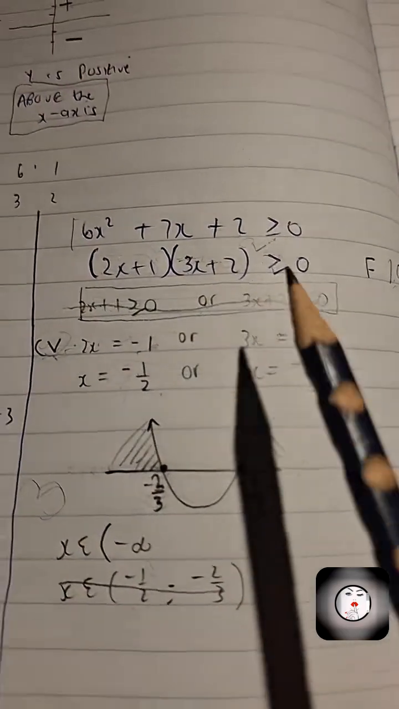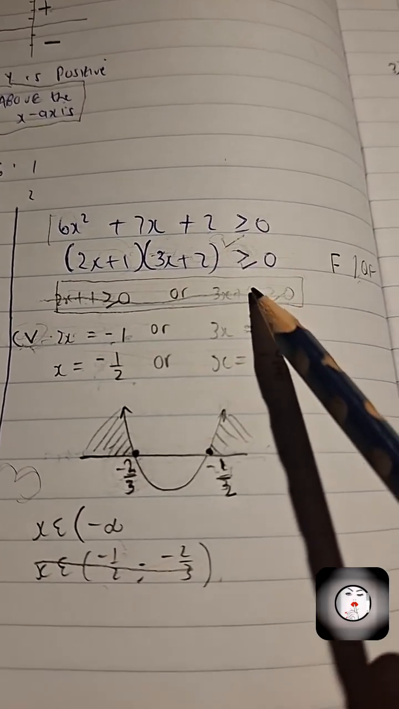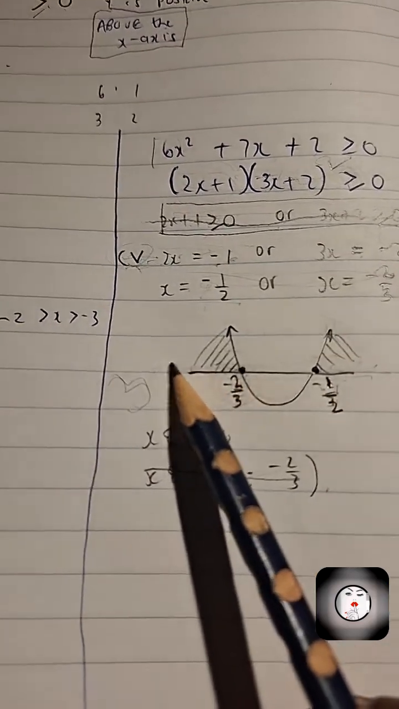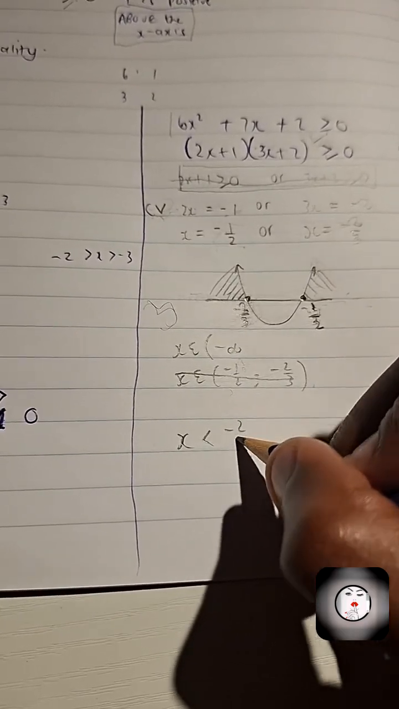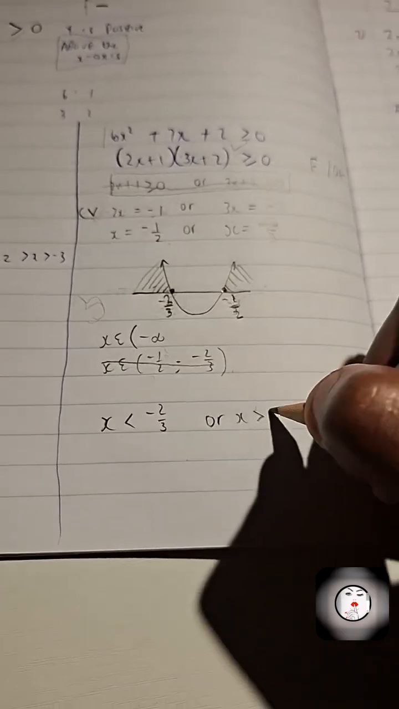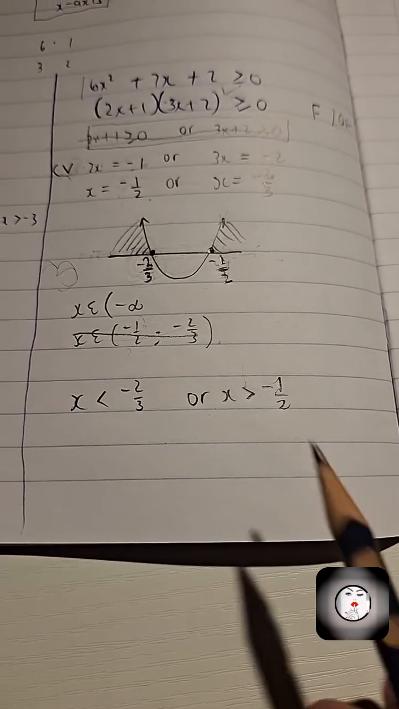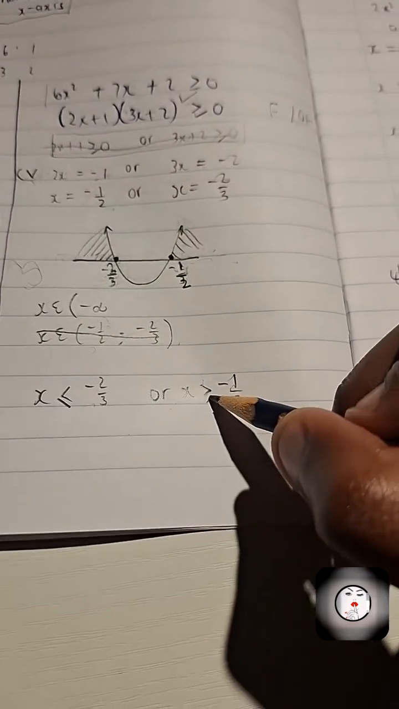So the values that you substitute here that will make the function be above the x-axis, or will make this greater than 0, are the values of x that are less than negative 2 over 3. So in other words, the x values that are less than negative 2 over 3 or the x values that are greater than negative half. All right. Okay, now I get you, sir. Yeah, that's what I mean. But then since there's equal as well, it means we're going to include negative 2 over 3, and we are also going to include negative half.